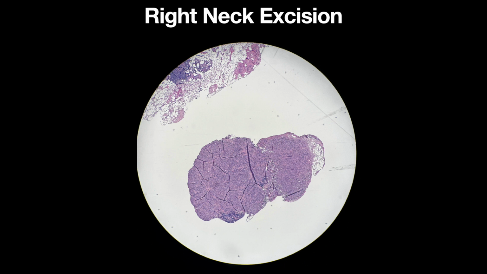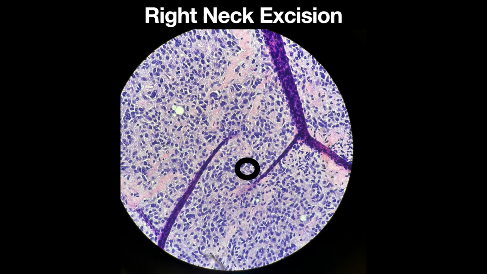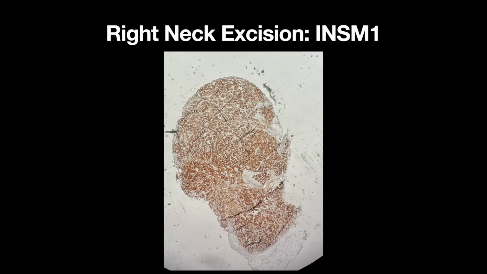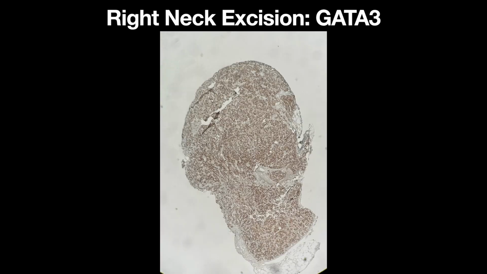An excision was done of the right neck, and from low power we can see a cellular, vaguely nested architecture of cells. On closer look, you have some pleomorphism of the cells, some intranuclear cytoplasmic inclusions as well, and inkies, with, in addition to a nested architecture, a little bit of trabecular architecture. INSM1 was positive, like the prior vertebral case.